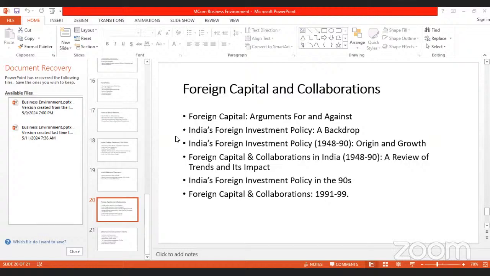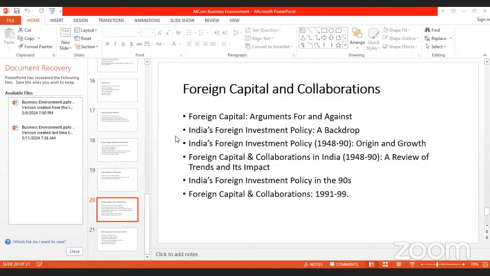Next argument is improved infrastructure. Investment in infrastructure projects by foreign companies can improve connectivity and logistics, benefiting the broader economy. And the last argument for is market expansion. Foreign capital can help domestic companies access international markets through joint ventures and collaboration. So these are the arguments for foreign capital investment.